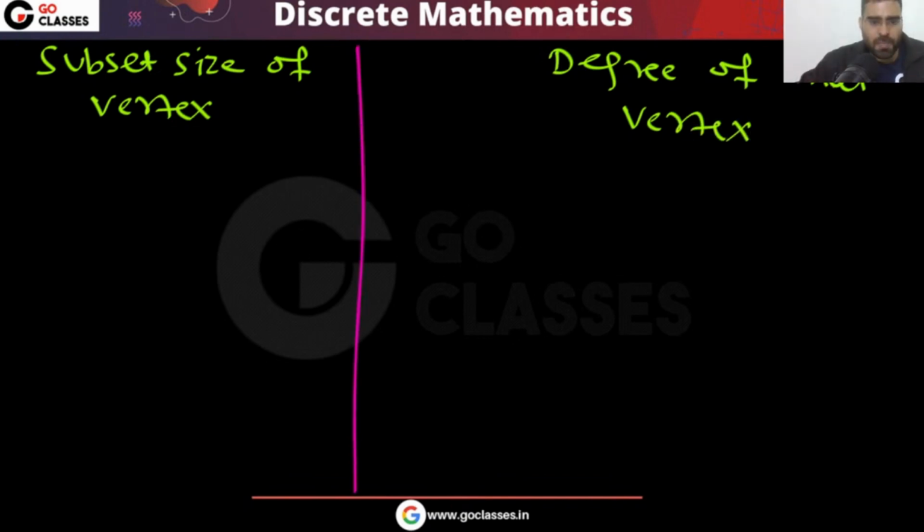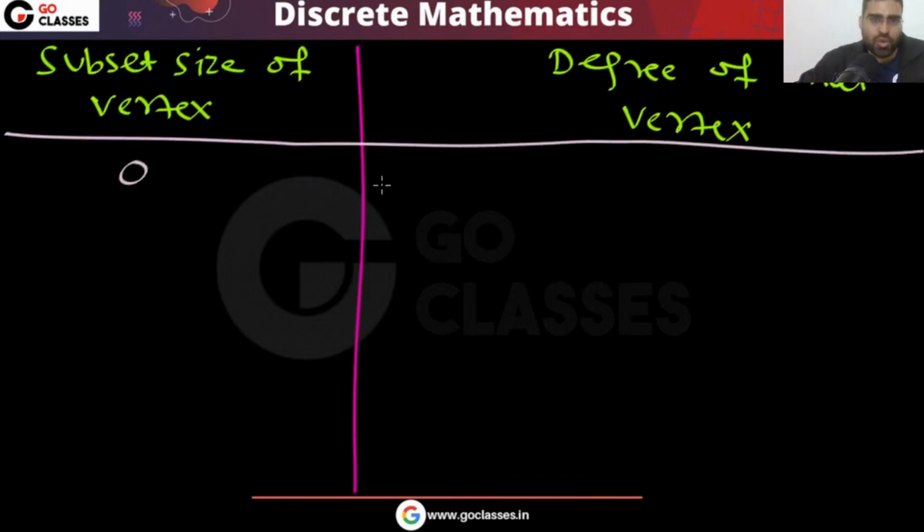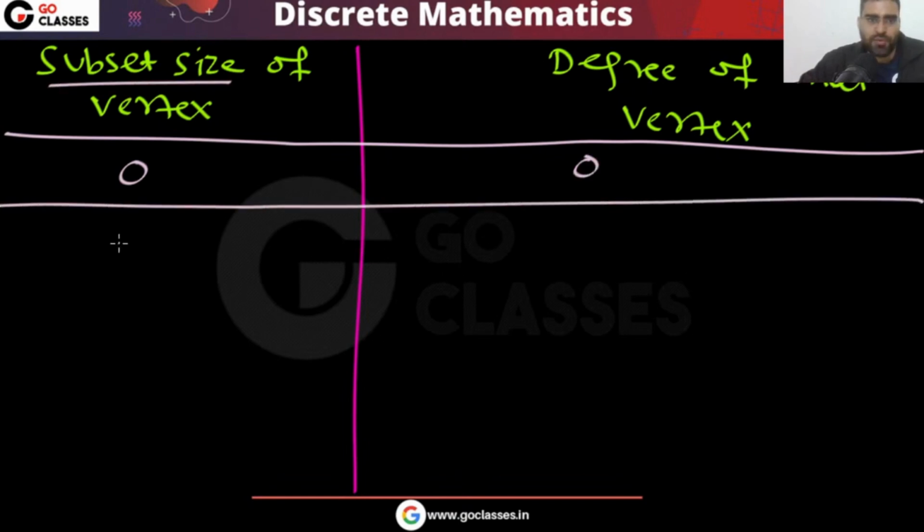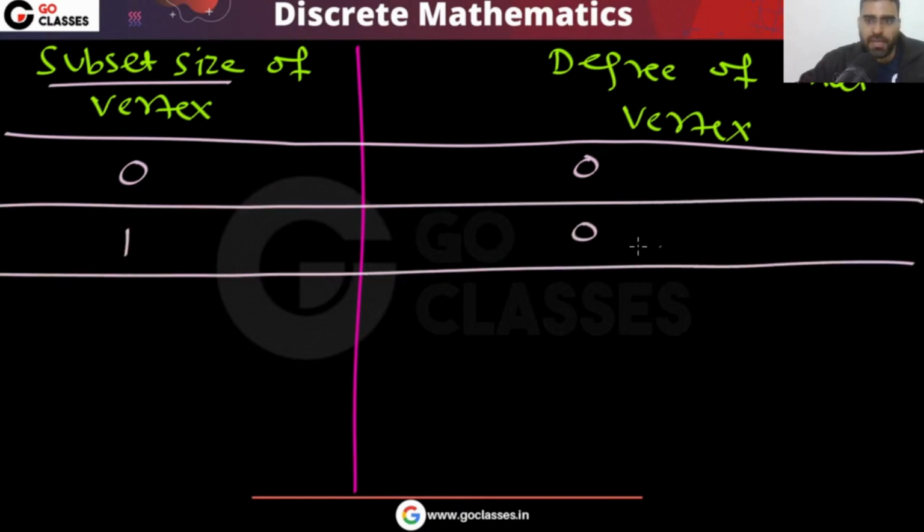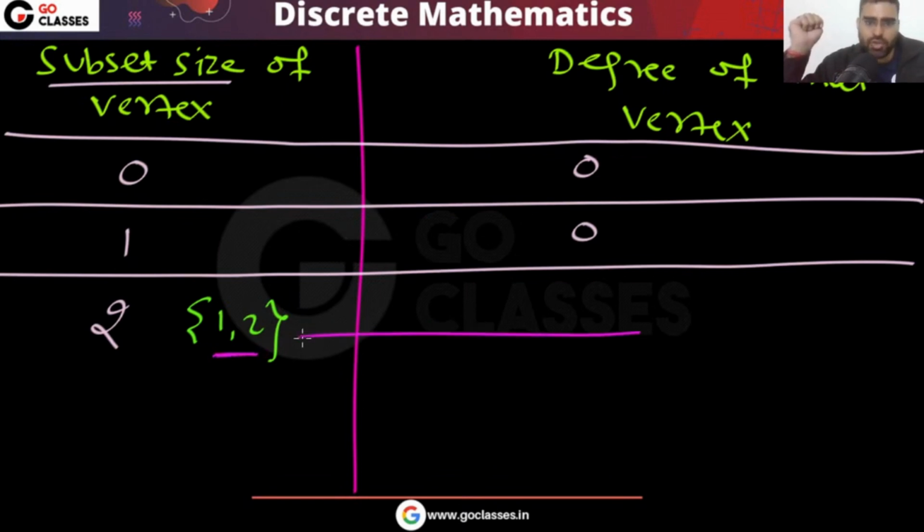So you tell me, if your subset size is 0, then degree is also 0. If your subset size is 1, degree is also 0. If your subset size is 2, look at this vertex. What will be the degree? Any superset will work. Do you agree? Any superset will work. How many remaining elements? Total n minus 2 remaining elements.